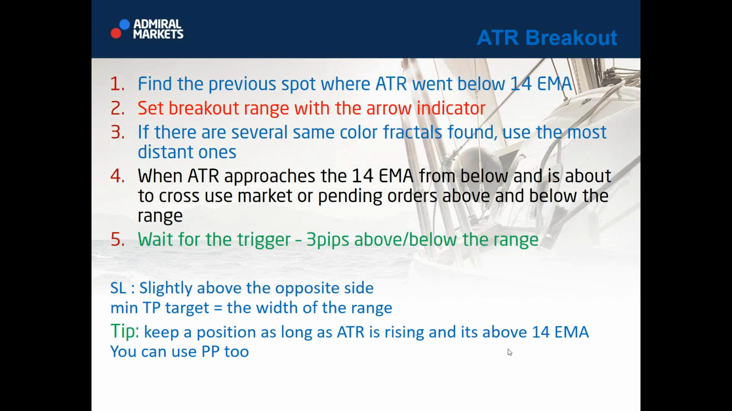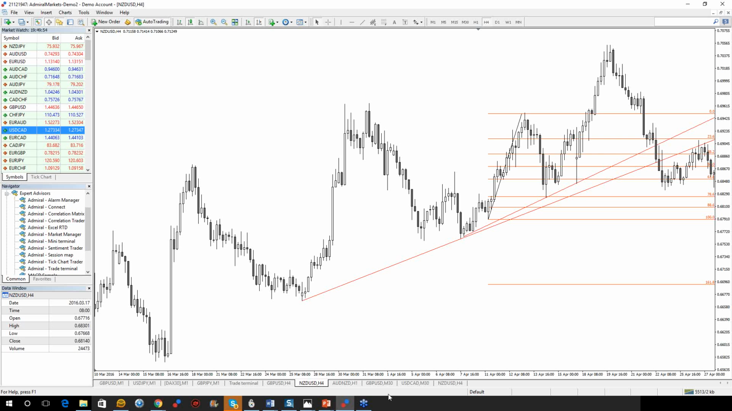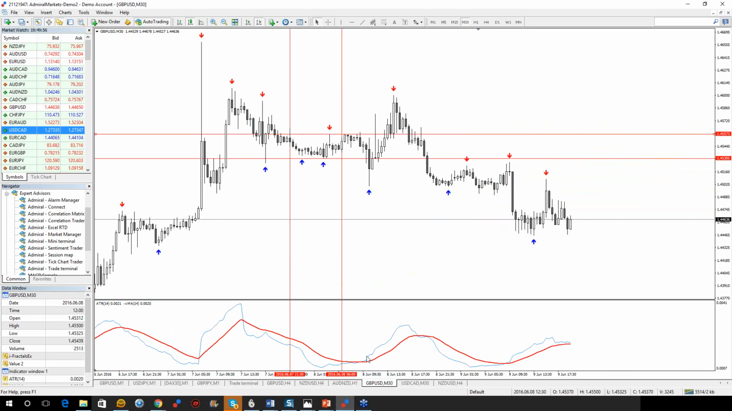Keep a position as long as ATR is rising and it's above 14. You can use pivot points also. Okay? So the indicators are ATR 14, EMA 14 set on ATR 14 on the same window, and fractals. How it looks is exactly like this, guys.